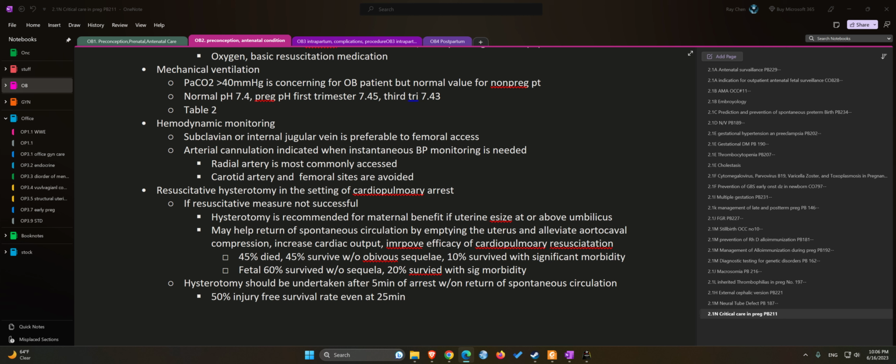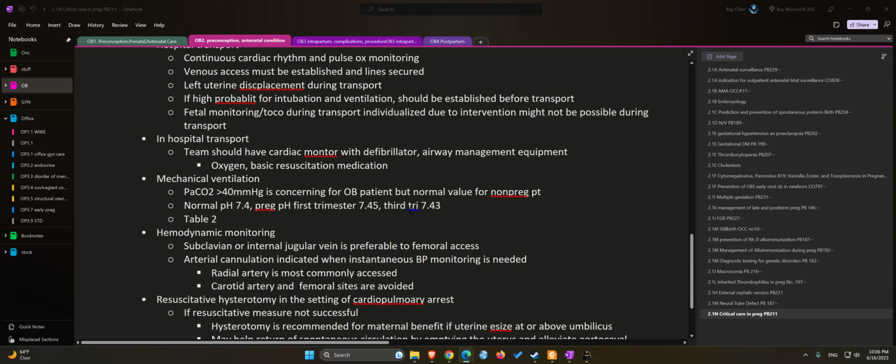Hysterectomy should be undertaken after 5 minutes of arrest without a return of spontaneous circulation. 50% injury-free survival rate even at 25 minutes.